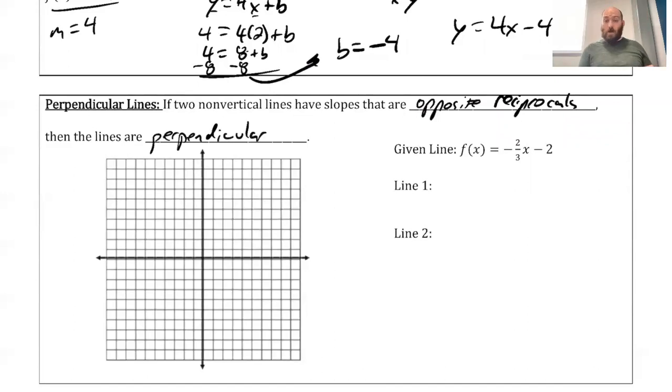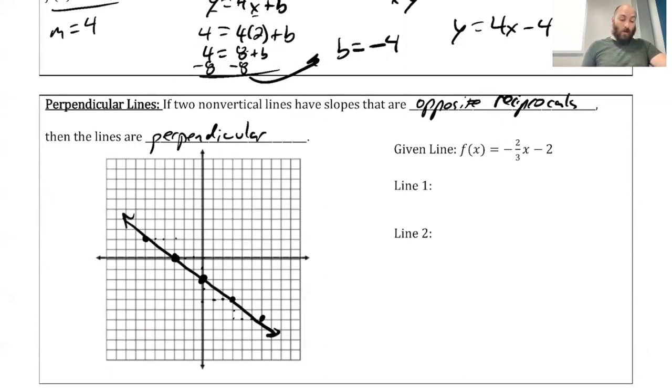Okay. So for example, here we've got f of x equals negative 2/3 x minus 2. So I plot that: I'll go up 2 to the left 3, down 2 to the right 3, and then I'll go a little bit more. 1, 2, 3, 1, 2, 3. Okay. So there's my initial line.